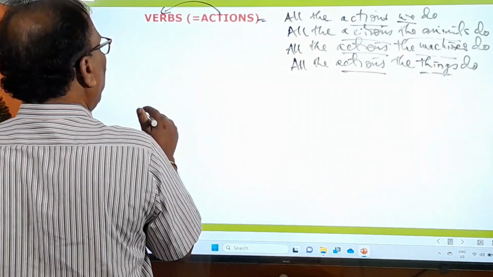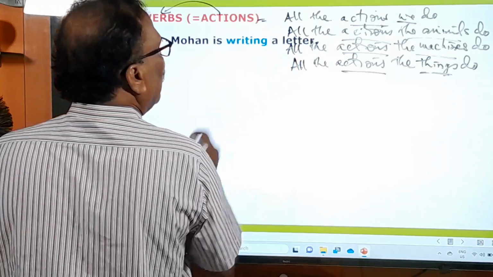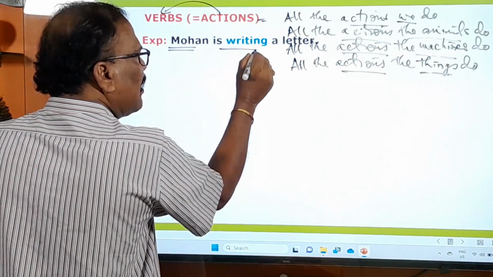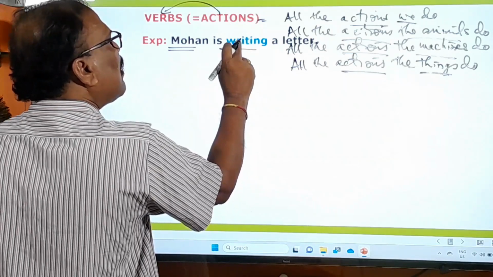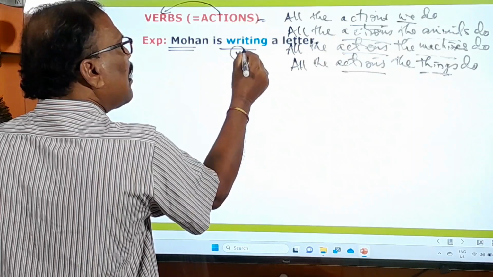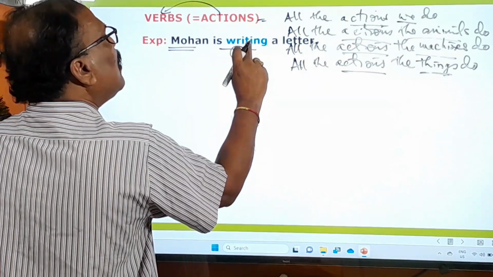Okay, and here you pay attention. Mohan is writing a letter. What action is Mohan doing? Writing. So what is this action called in the grammatical terminology? Verb. Okay, and the next, one more question. Who is the doer of this action?